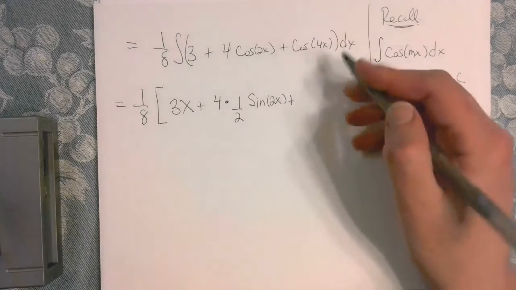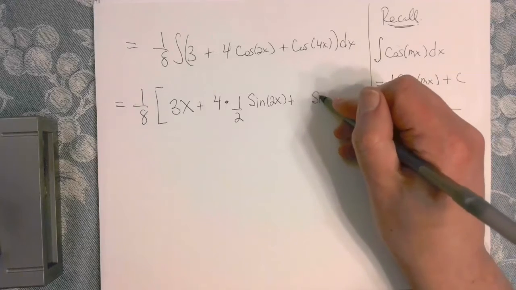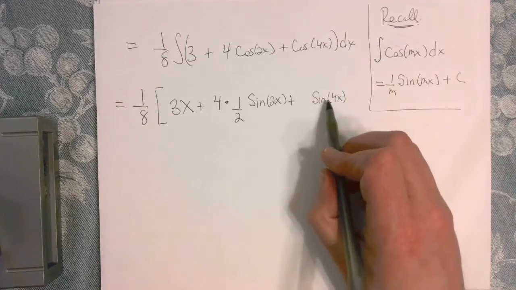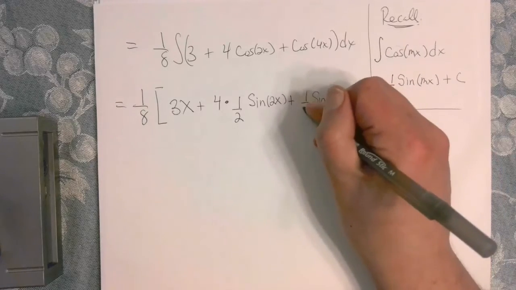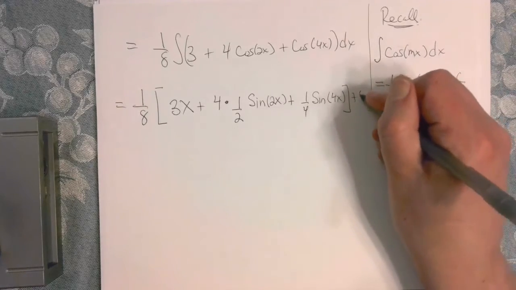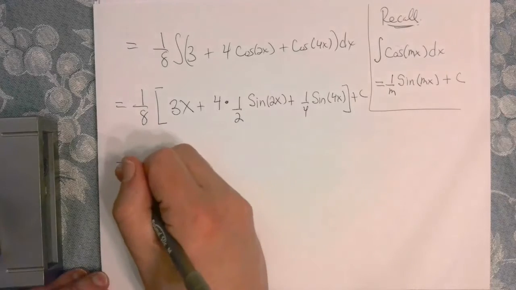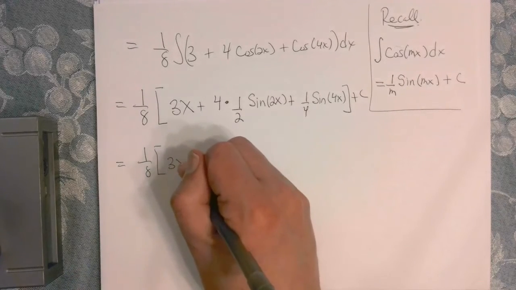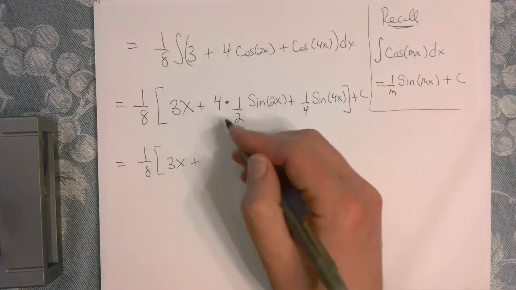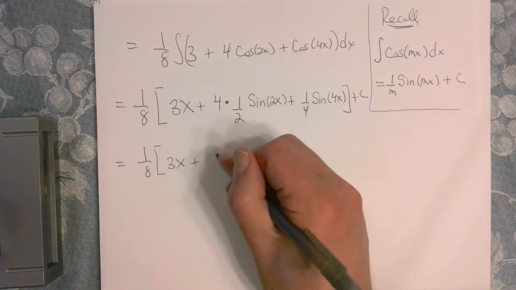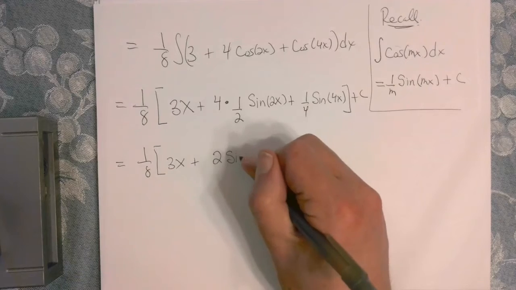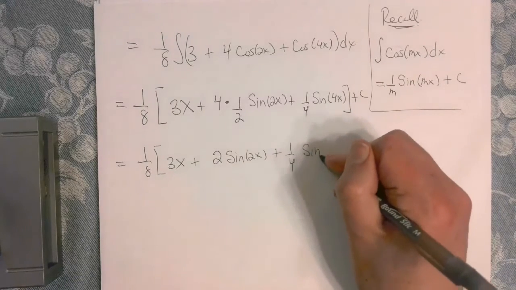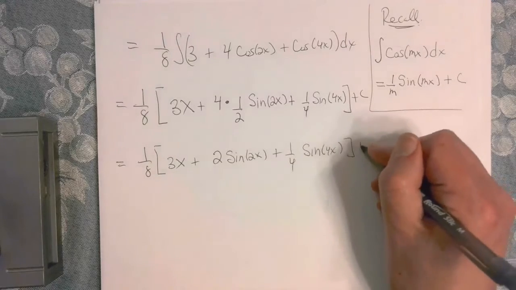Okay, so same thing here, same idea. Antiderivative, same input or argument, but I need to multiply by 1 over the coefficient of x. Plus c. Let's tidy this up a little bit. Okay, so 4 times 1/2, of course, is 2. So that's 2 sine of 2x plus 1/4 sine of 4x plus c.